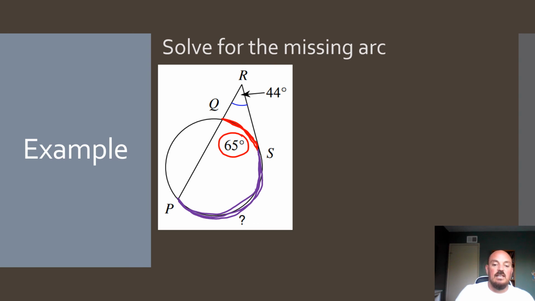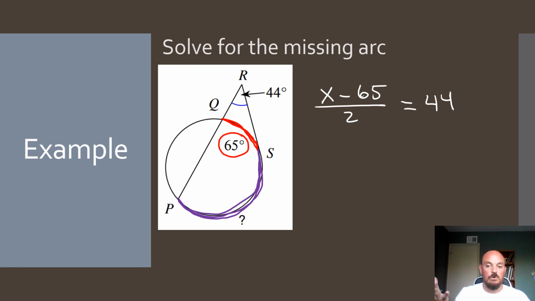So let's set it up the same way. I started off by taking the big one. The big one is the purple one. I don't know what that is, so I'm going to call it X. And then I subtracted the smaller one, the red one, that was 65. And then I divided it by 2. Now remember, last time I was just figuring it out. I just did the number minus 65 divided by 2 and got the answer. This time that's the X. I don't know what it is, so we need an equation. So what I'm going to do is say after I take X, subtract 65 and divide by 2, the answer is going to be 44. Because see, I already know what the answer to the question is. It's that 44 degree angle up top.